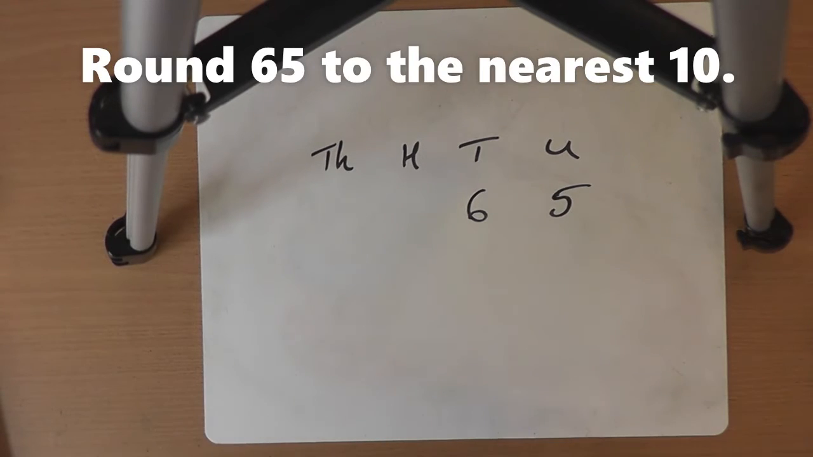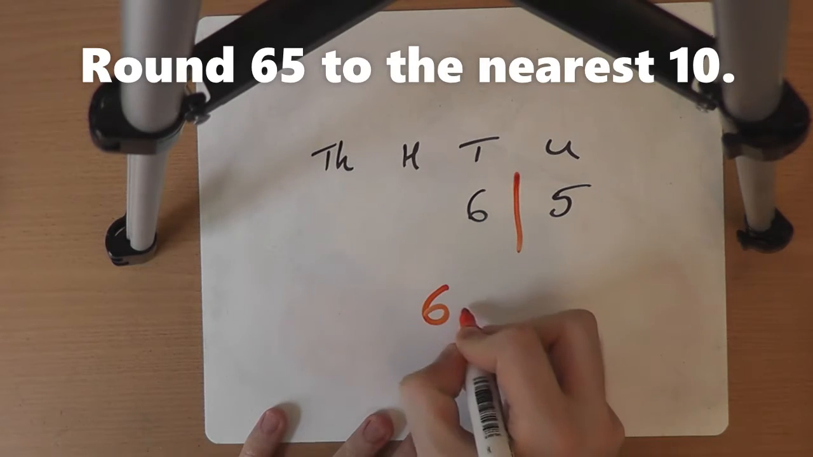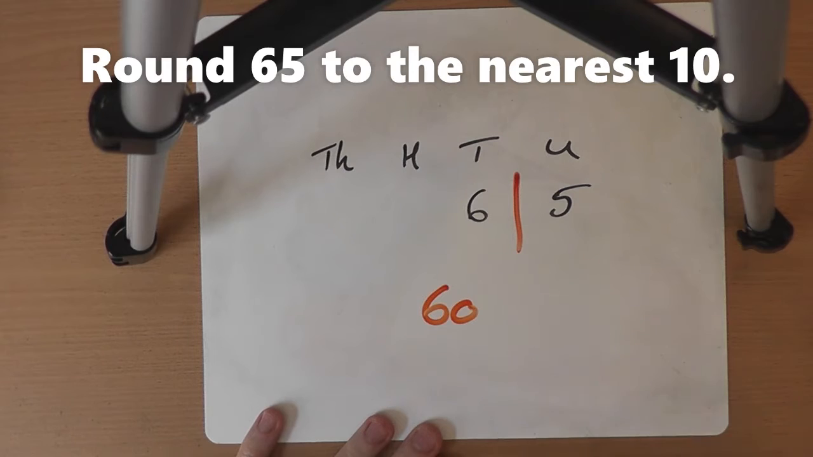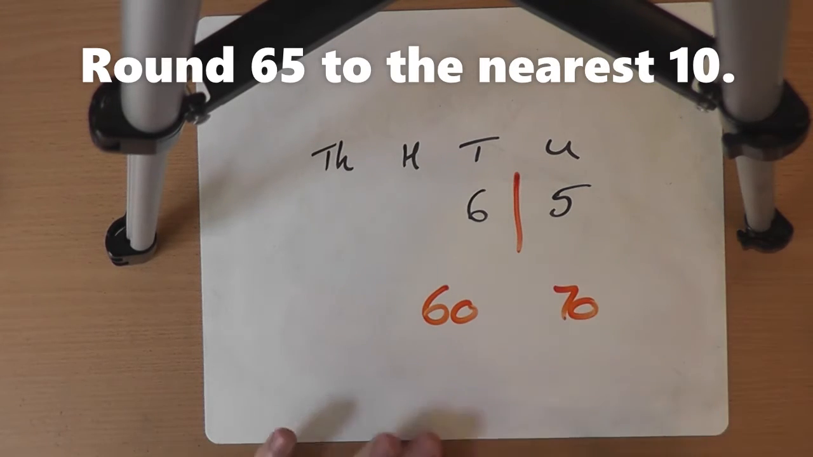Round 65 to the nearest 10. Well, same thing again, we're going to the nearest 10, so I'm going to put my split line in after the tens. The tens number is the one that's either going to stay as it is or change, so we put the split line in after the tens. That tens number of 6 is either going to stay as a 6 tens and be a 60, or is going to push up to the next one and become a 7 tens or 70.